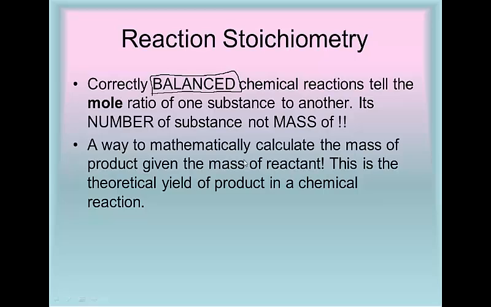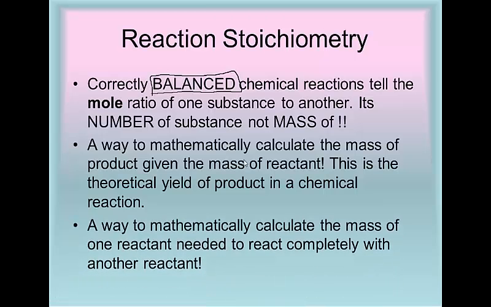Stoichiometry is a way to mathematically calculate the mass of a product given the quantity of reactant. The mass of the product is considered the theoretical yield. It's also used to mathematically calculate the mass of one reactant needed to react completely with another reactant.